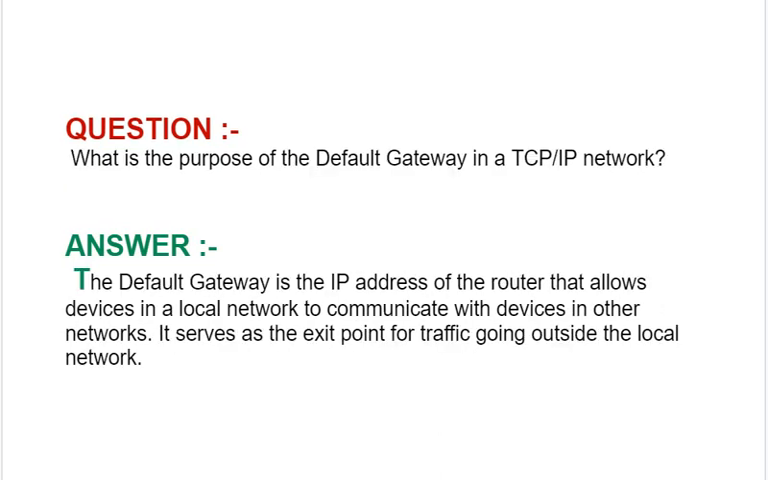Our next interview question is: what is the purpose of the default gateway in a TCP/IP network? Your answer should be: the default gateway is the IP address of the router that allows devices in a local network to communicate with devices in other networks. It serves as the exit point for traffic going outside the local network.